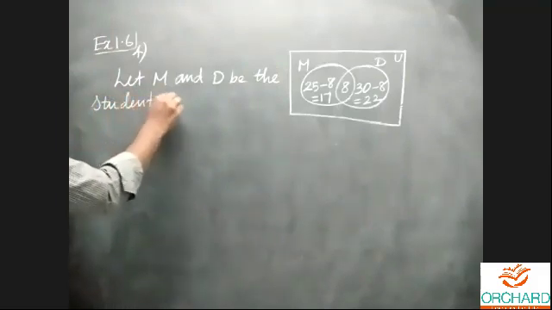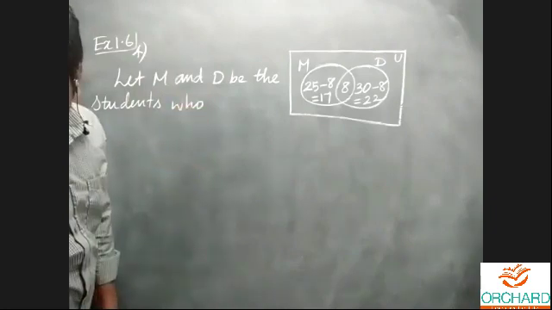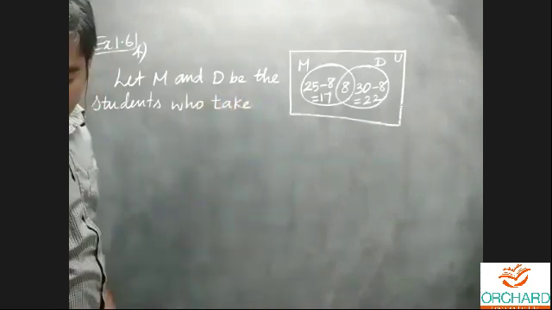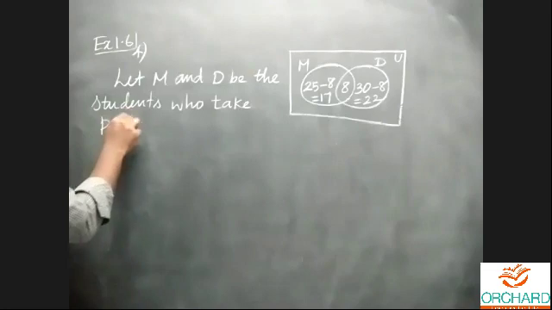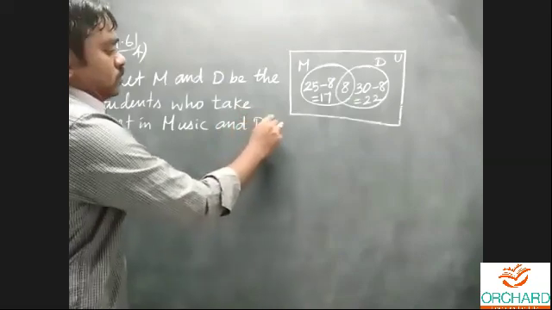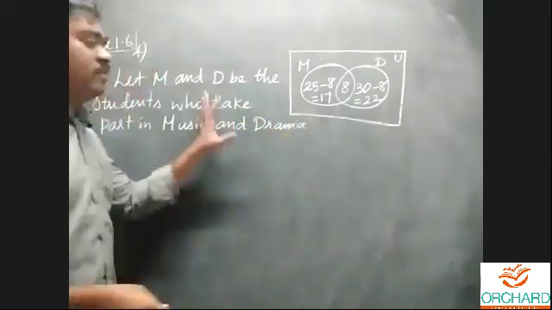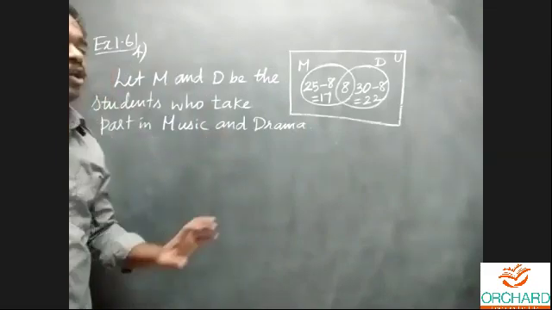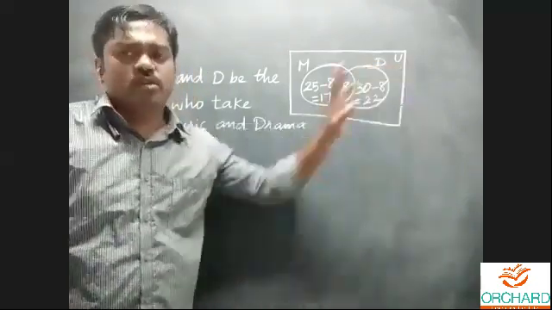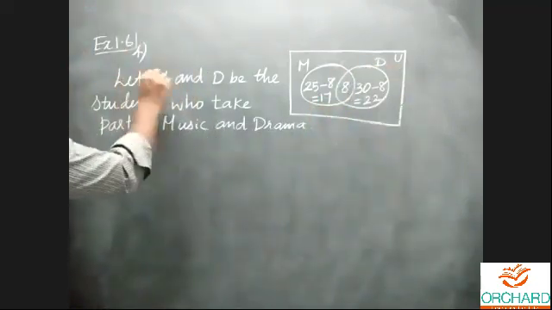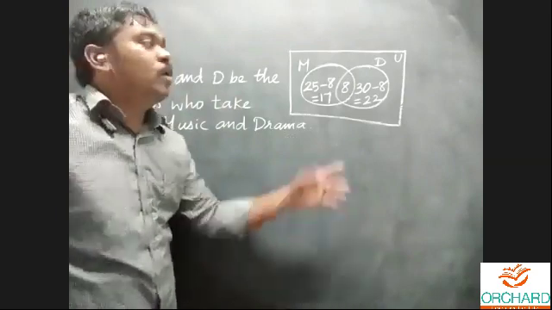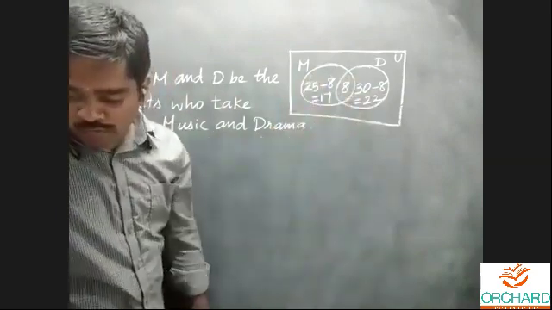Let M and D be the students who take part in music and drama. But it's not necessary to write this. You just introduce the information: why you are using M and why you are using D. What does M mean? What does D mean? Don't bother about the universal set. Now, what is the information they will ask?